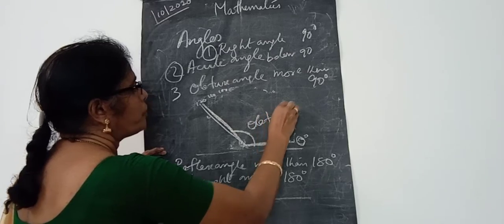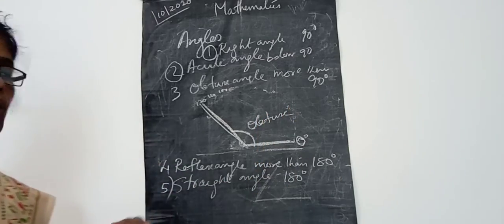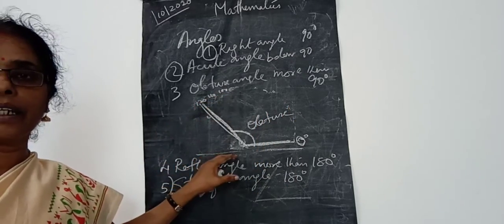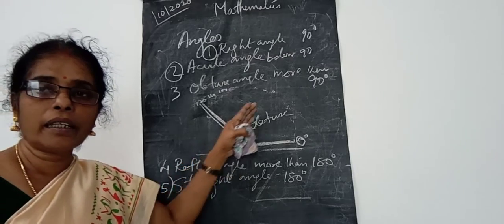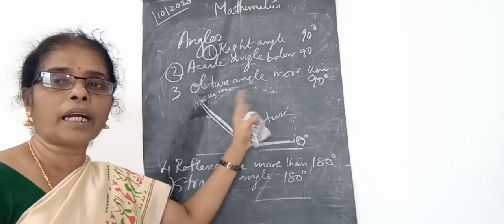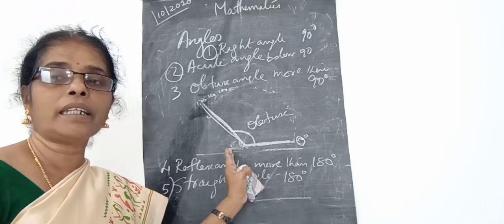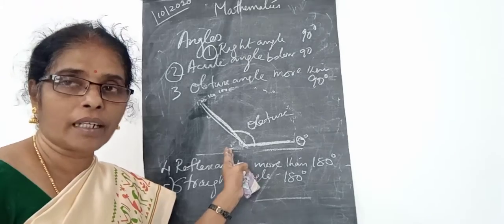So a right angle is a 90 degree angle. Below 90 degrees, that is an acute angle. And more than 90 degrees, that is an obtuse angle.